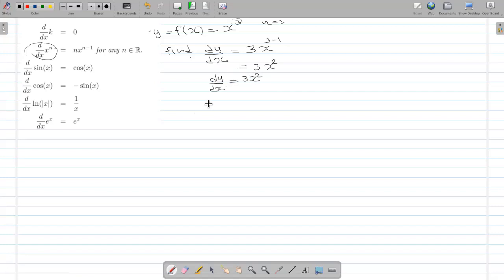If I want to do, let's say, another one. Any question up to now? So I applied this formula. I bring down n in front and subtract, 3 minus 1. Also, you can ask it in y format, or f dash format also.